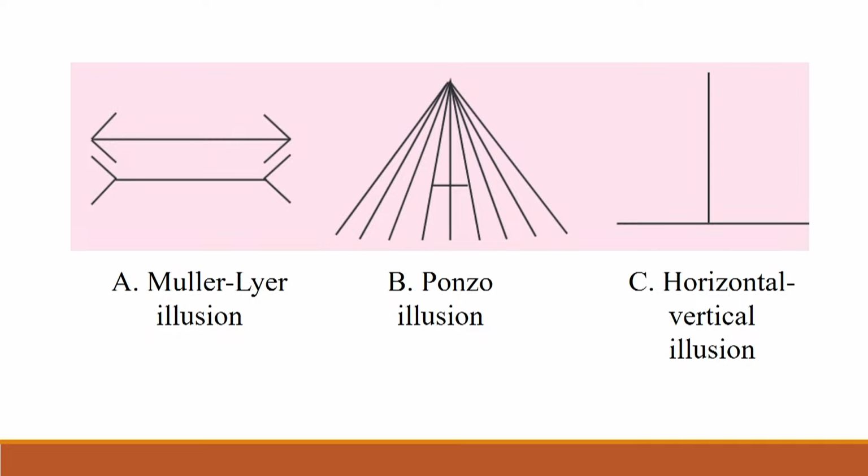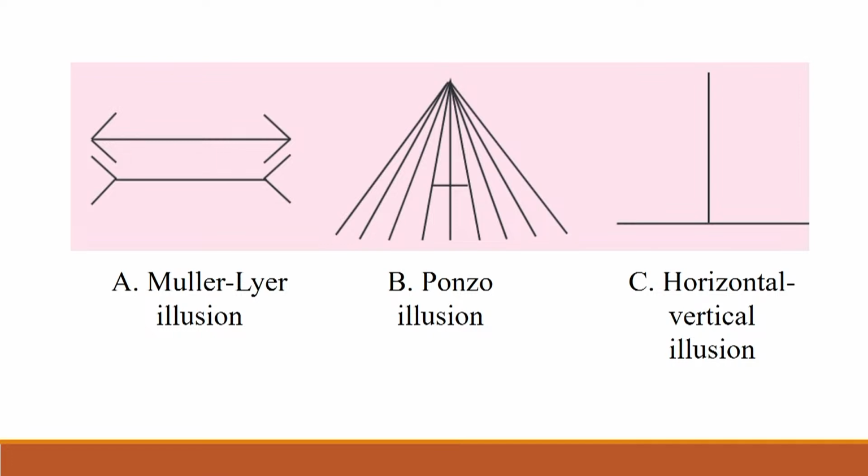The second one is the Ponzo illusion. So the horizontal line which is marked, if we draw a similar line ahead of the similar length, we will perceive it to be of longer length because the lines are converging. So in the two lines, it appears that the second one is shorter, whereas the first one is lengthier. The third one is the horizontal vertical illusion.